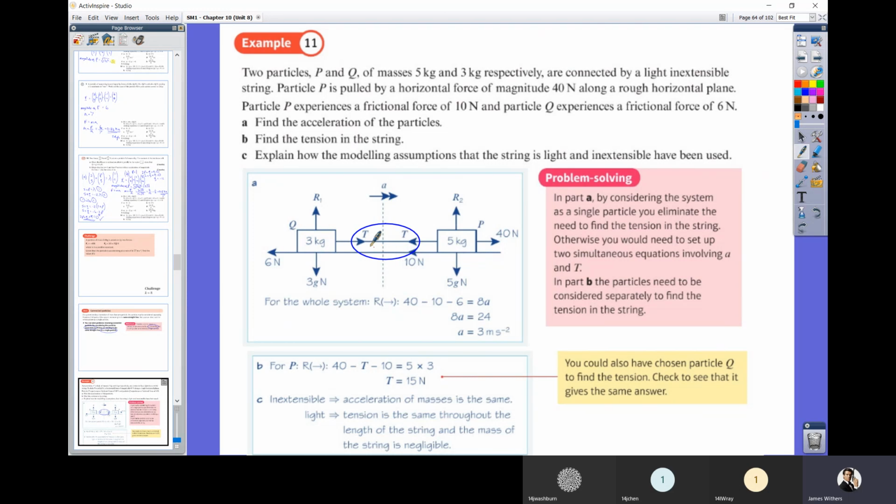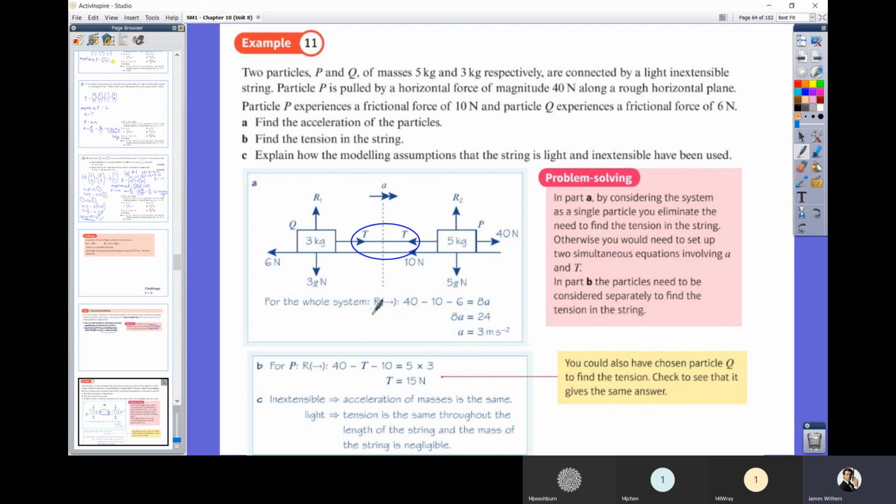So you can choose to just look at the left-hand side of that dotted line and look at Q as a whole system, which would include T, or you could look at P in isolation, so everything to the right-hand side of the dotted line, which again would include T. Or you can just look at the system as a whole, in which case these two tensions cancel each other out. So for part A, we're being asked to find the acceleration.